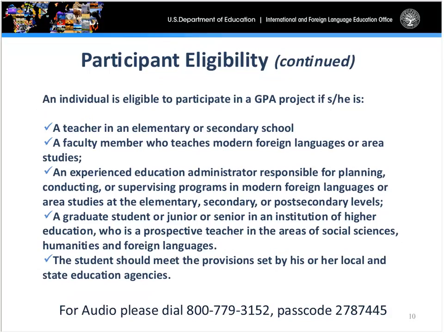So those are the pre-service teachers. They're almost getting ready to enter the field, but not quite yet. So this experience will give them some experience before they enter the classroom.